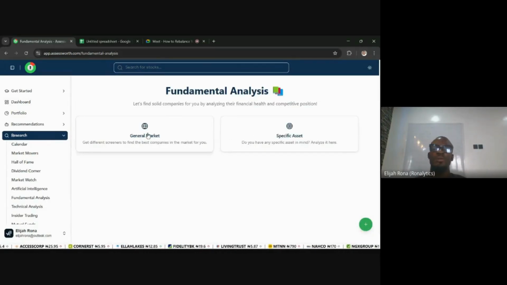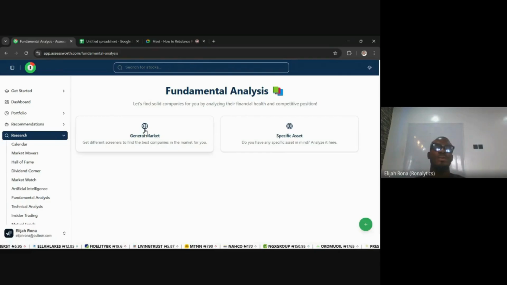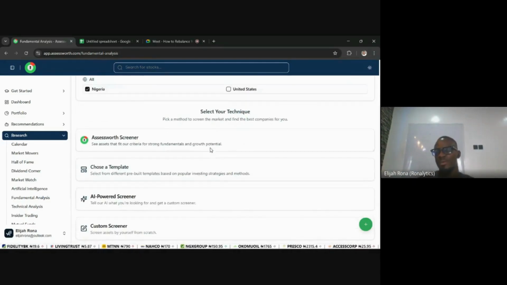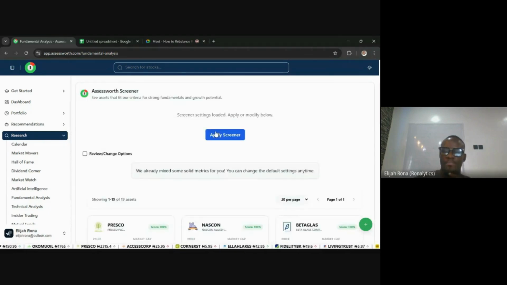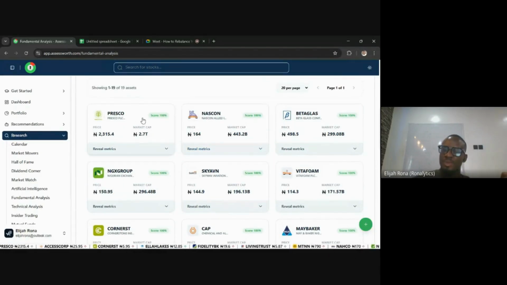Now, if it's for the general market, we have some templates that we can use. Like I rightly mentioned, we use the Assess What template. So if you want to see all the companies that fit our templates, you select this Assess What screener here, then apply it. When you apply it, you see the different companies. These are some fundamentally sound companies, right?